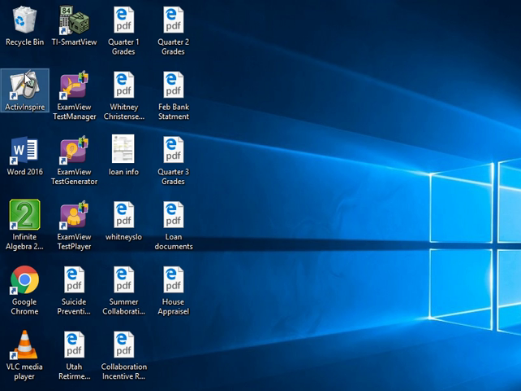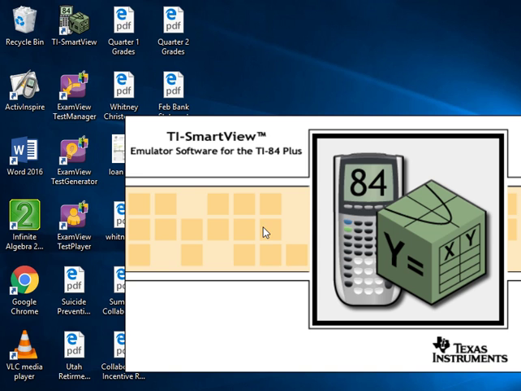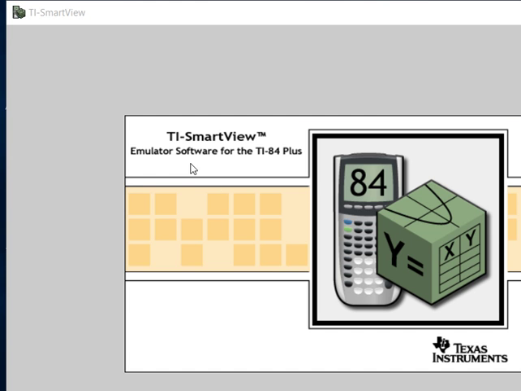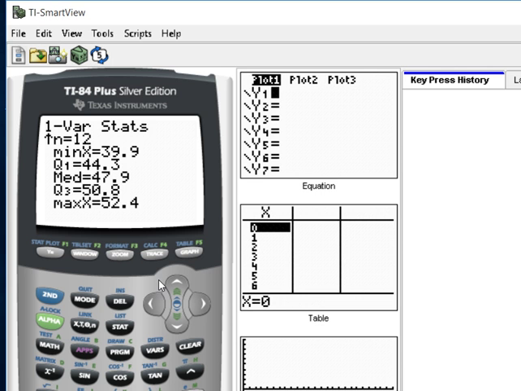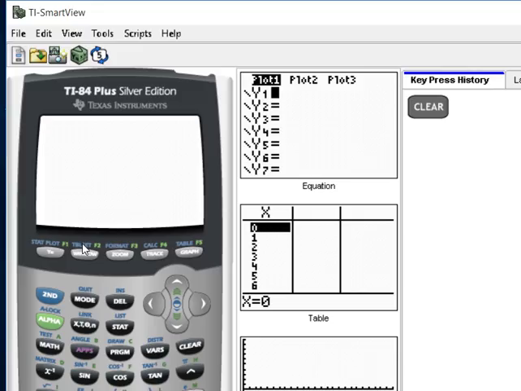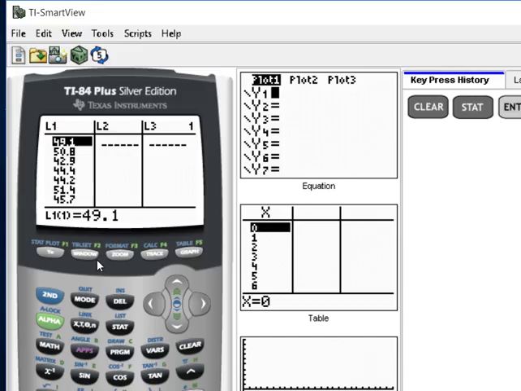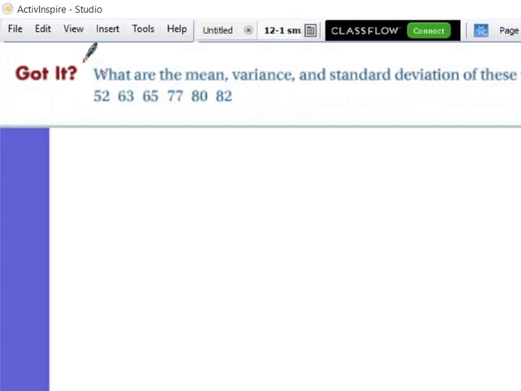Remember that in your calculator, you hit the stat key and then go into edit. Then in list 1, type in those values. Now remember, if you want to clear out the list, don't hit delete, hit clear and scroll down. So type in 52, 63, 65, 77, 80, and 82.